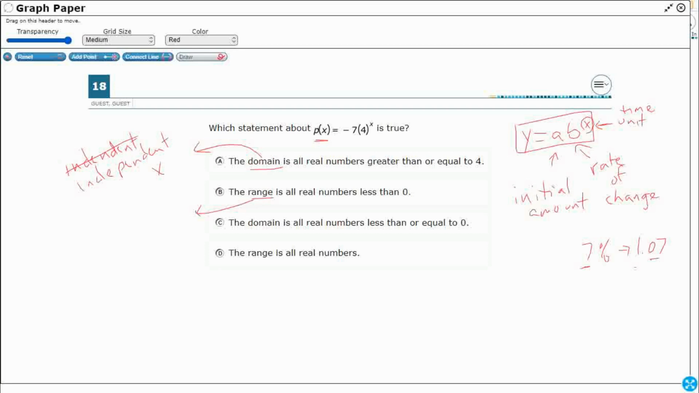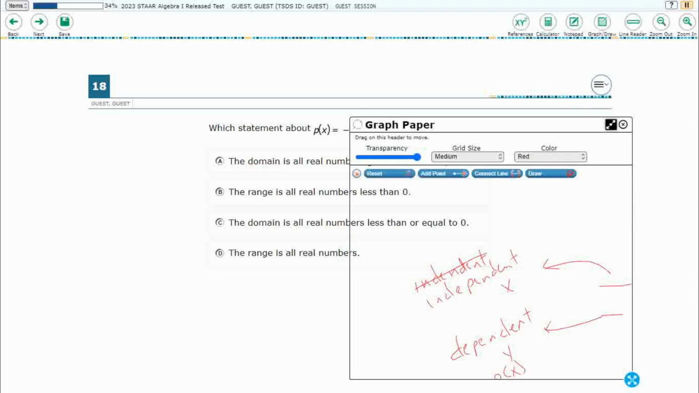Your range is going to be mainly your dependent variable values. That could be y values. Typically, in this case, it's going to be our p of x. So that's going to be our dependent variable values. We're trying to describe the x and the y with the domain and range. We don't know what this looks like, but we've got several options here.